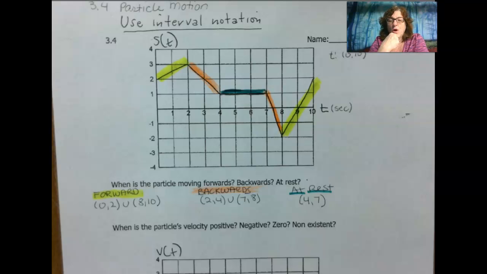Taking a look at the next question, it's just changing the wording a little bit. Think of how this changes your answer. When is the particle's velocity positive? For positive velocity, we're still looking for a positive slope. When is the particle's velocity negative? We're still looking for a negative slope. When is the particle's velocity 0? We're still looking for 0 slope. And non-existent. So think about what you would be looking for non-existent.